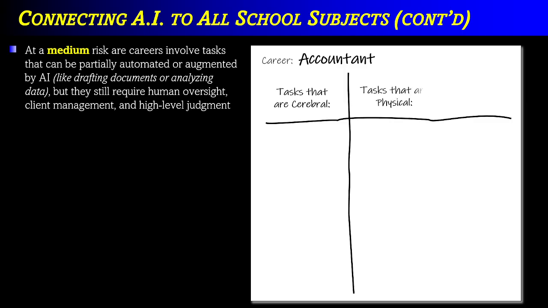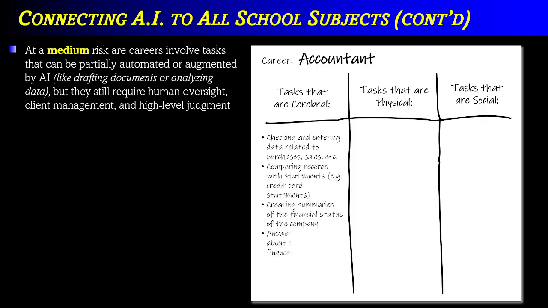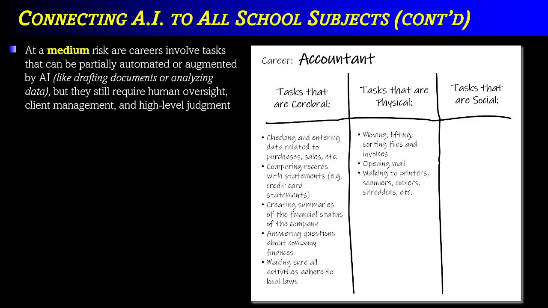But if we took the same chart and applied it to this task, accountants' cerebral tasks are checking and entering data, comparing records with statements, creating summaries, answering questions about finances, and making sure that they adhere to the specific guidelines, laws, and rules. Whereas on the physical side, you're moving files around, maybe. You're opening mail, walking over to a printer. Less of a physical task environment there.